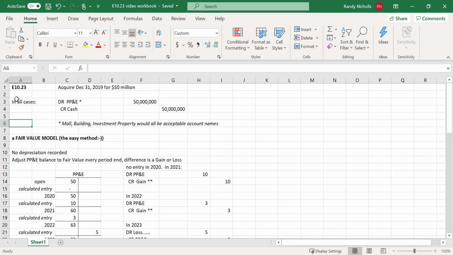That PP&E account, there's a number of different things you could call it. I mean, you could call it the mall, you could call it the building, you could call it investment property. Basically something that describes what the asset is. And it's an asset.